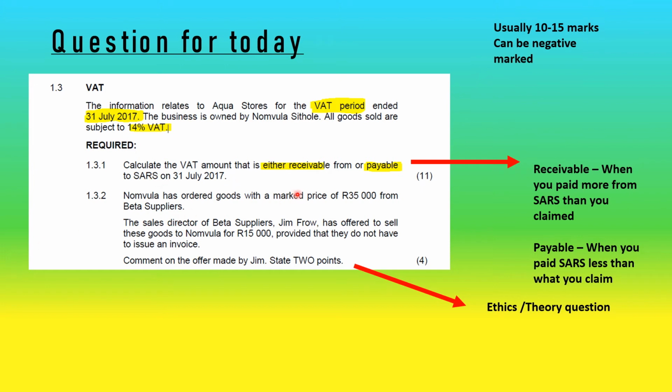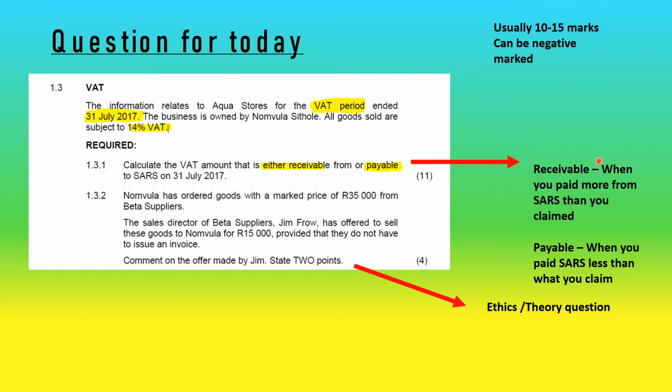Now, your first question here deals with whether it is a receivable or payable to SARS. That's a very common question regarding VAT. You will most likely always be asked to calculate whether you're receiving or paying the VAT to SARS. In addition to that question, another common question is your ethical question regarding whether it is right or wrong to do something when it comes to VAT, and we'll go into detail on this question a little later on the slides.